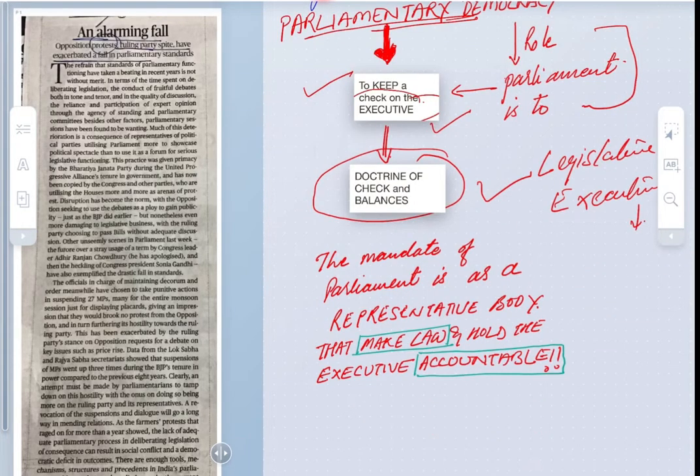So the mandate of Parliament is as a representative body that makes law and holds the executive accountable, because the supremacy is that of the legislature instead of the executive. So the executive has to be accountable to the legislature.